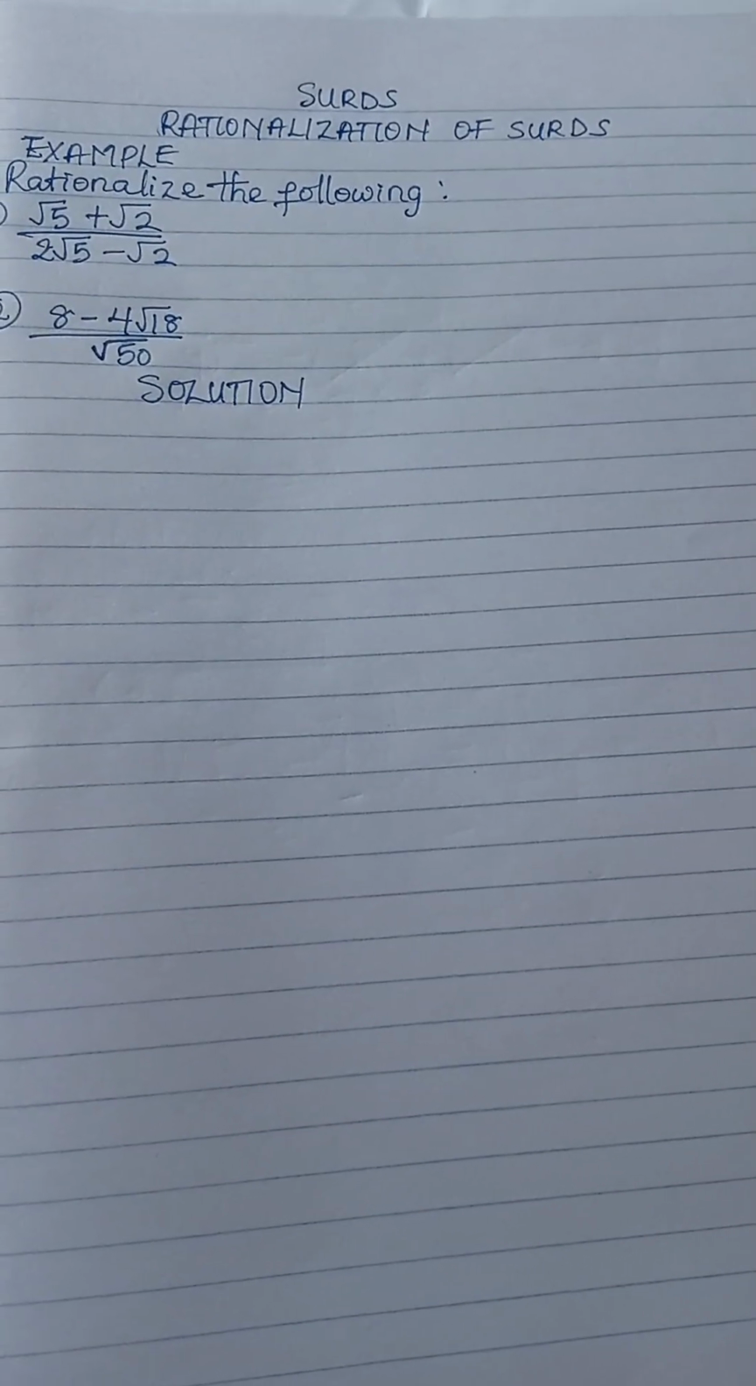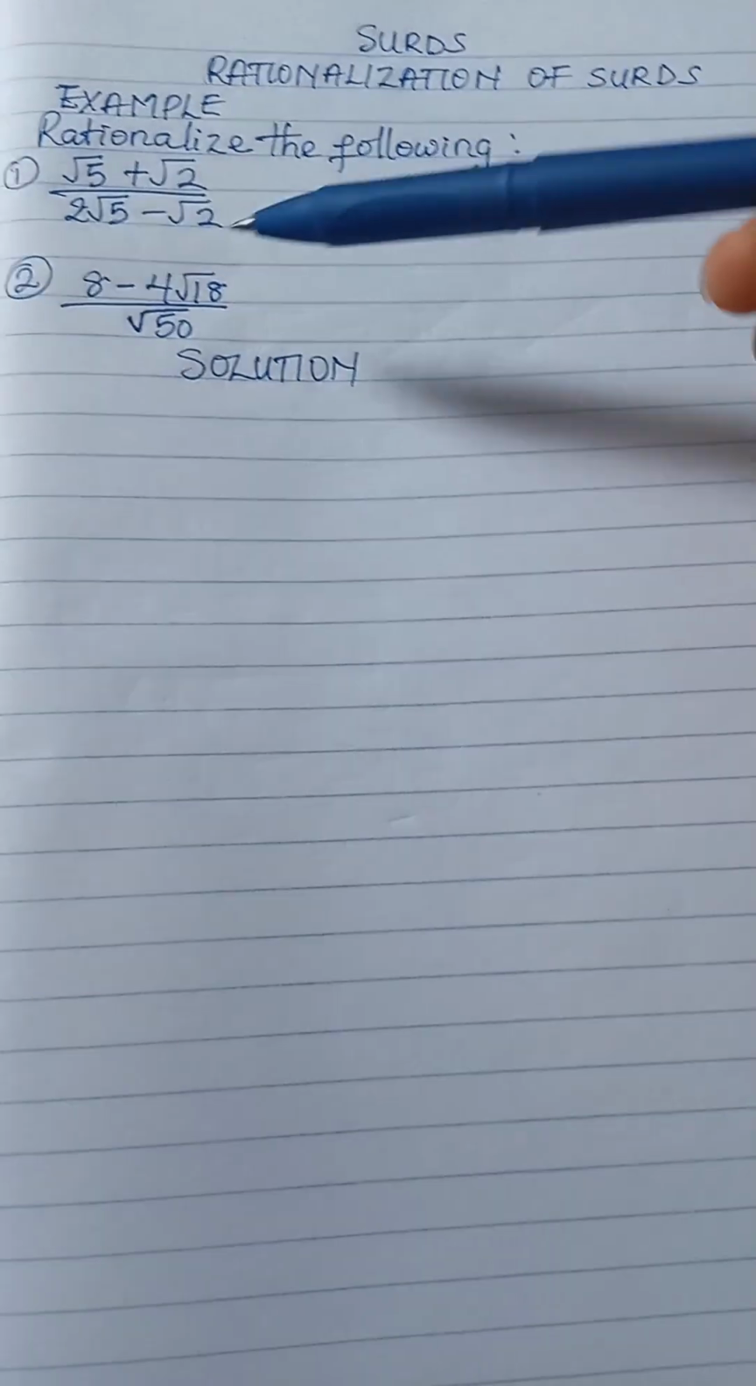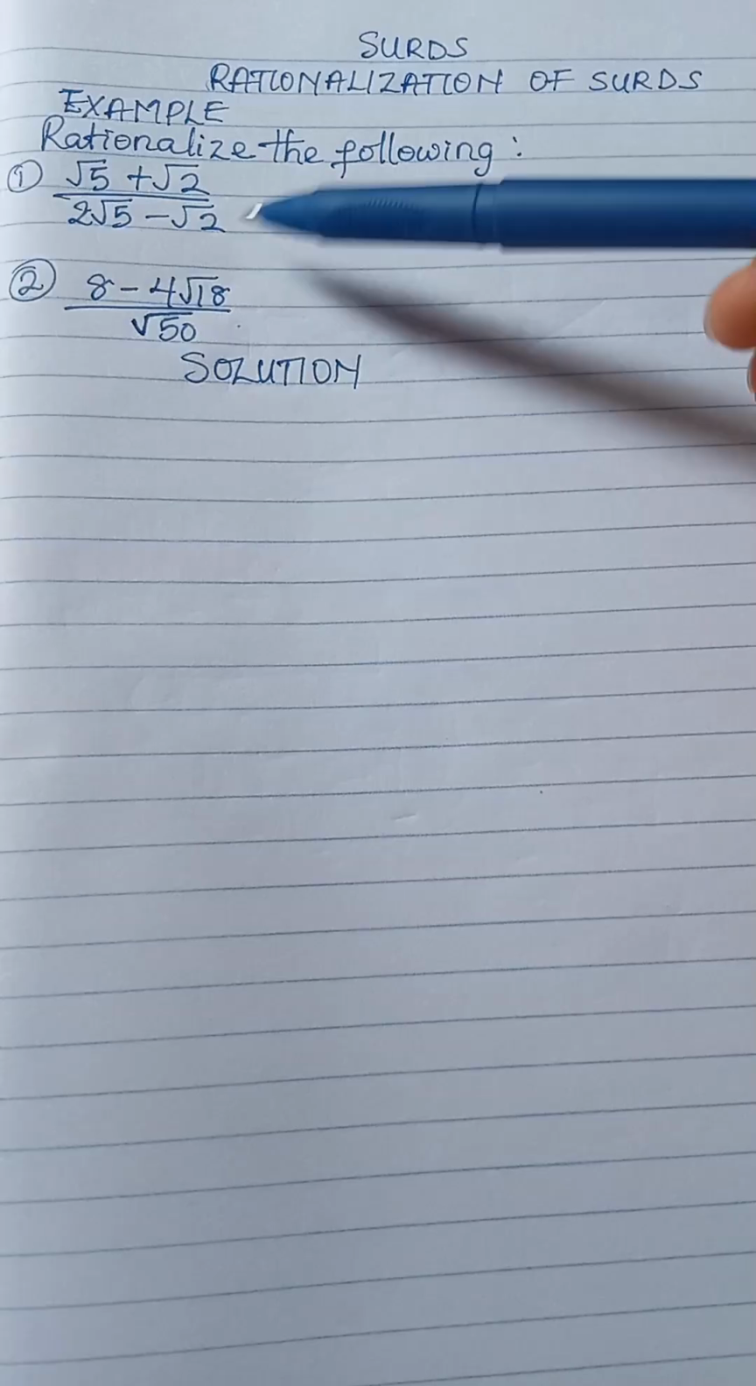Rationalization of surds. This is the main point of me treating the topic, and this is where WAEC, NECO, GCE, JAMB pick questions from. They like rationalization like anything. This is what I see mostly in OBJ and theory of WAEC, NECO. So let's start. I'll prefer to solve this first, then I'll go to this. So let's start with number 2.